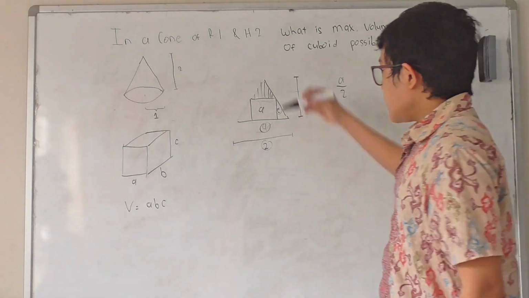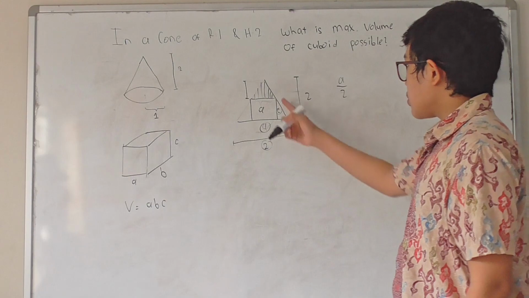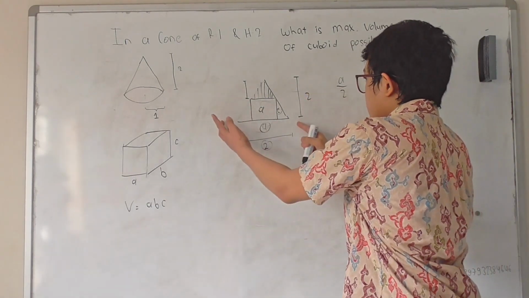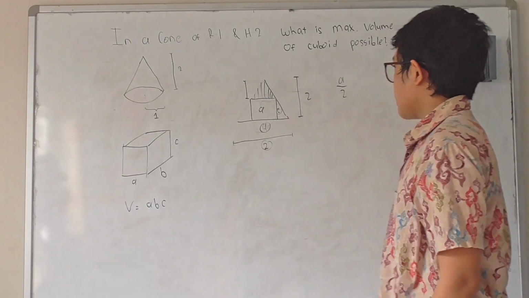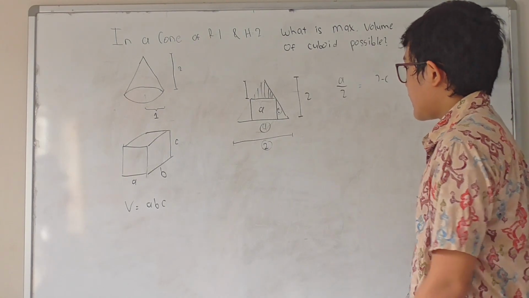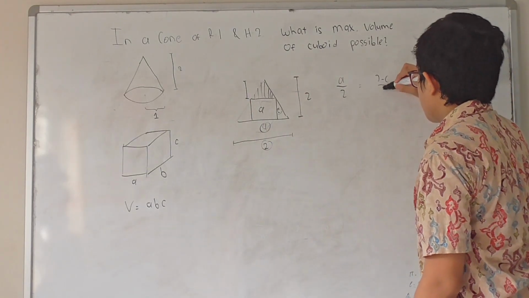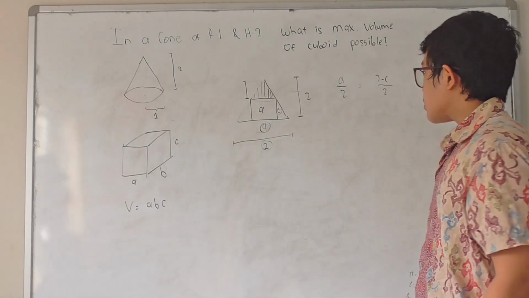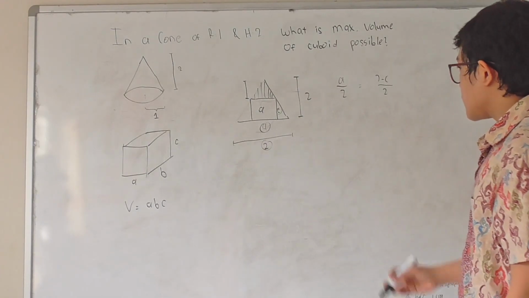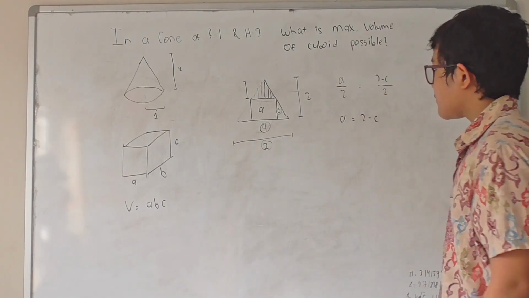And then, what is the height of this smaller triangle? Well, that will be the height of the larger triangle minus the height of this rectangle. So that is 2 minus C. And the height of the larger triangle itself is equal to 2. So now we have an equation that correlates A and C. We can simplify it: A equals 2 minus C.